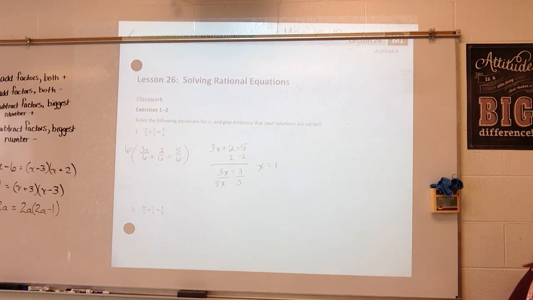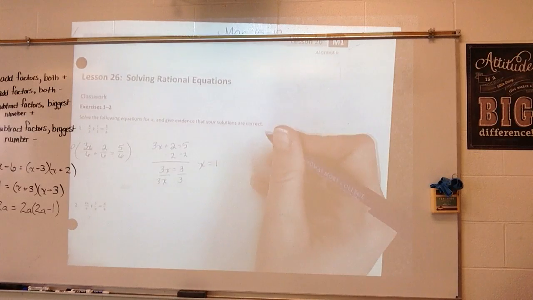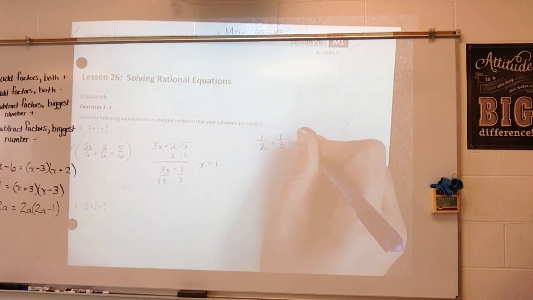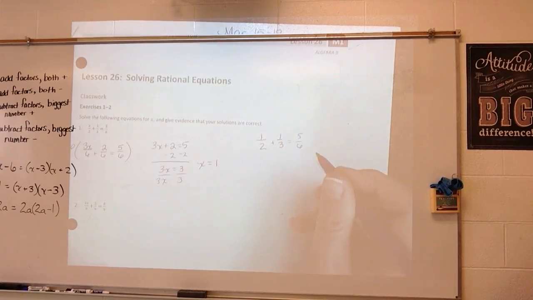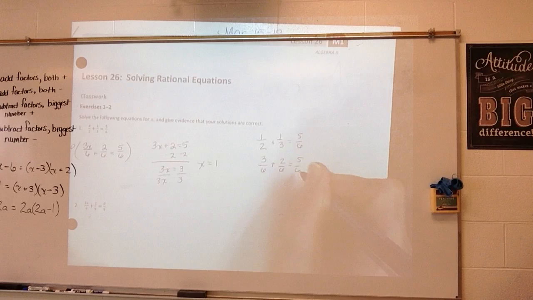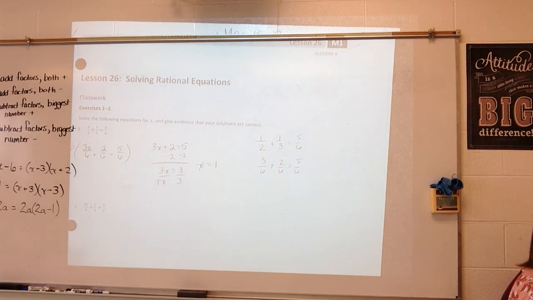How would I prove that? Well, I could look at it like this. 1/2 plus 1/3 is equal to 5/6. Well, I know that this is 3/6. I know this is 2/6. So that gives me 5/6. Okay? So I know it's valid.